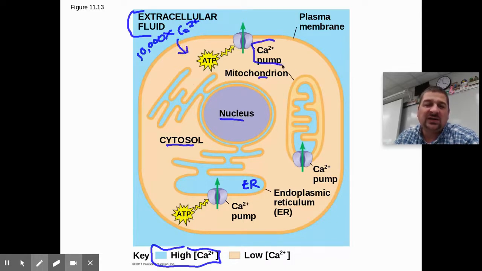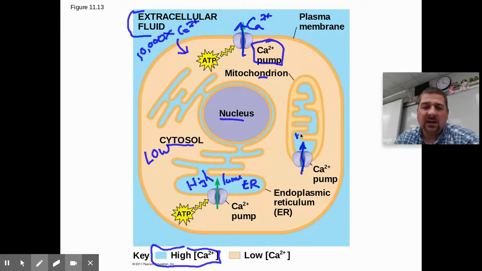Well, there are calcium pumps that pump calcium ions out of the cell. There are calcium pumps that pump them into the matrix of the mitochondria or into the lumen, the empty space in the endoplasmic reticulum. So the calcium levels in the cytosol tend to be very low, whereas in the ER, the mitochondrial matrix, and the extracellular fluid, calcium levels are very, very high.